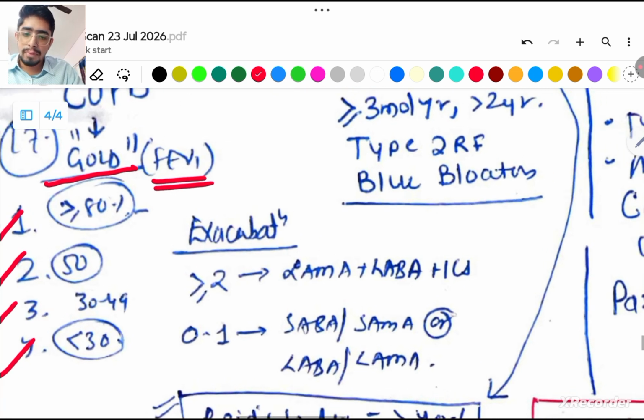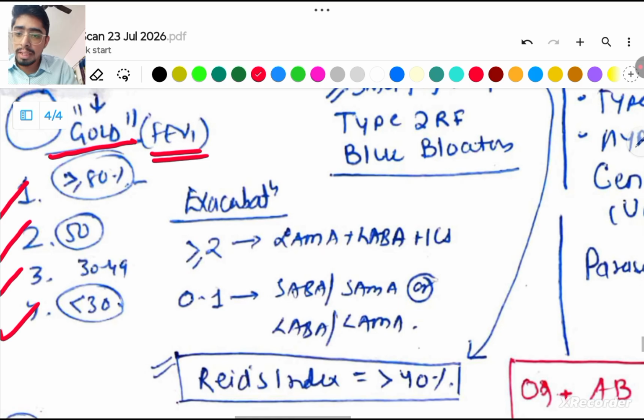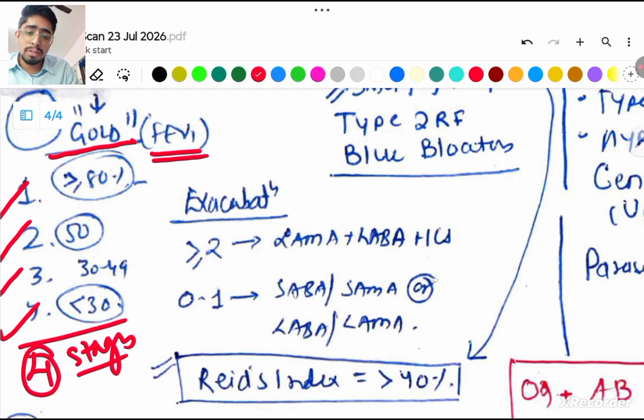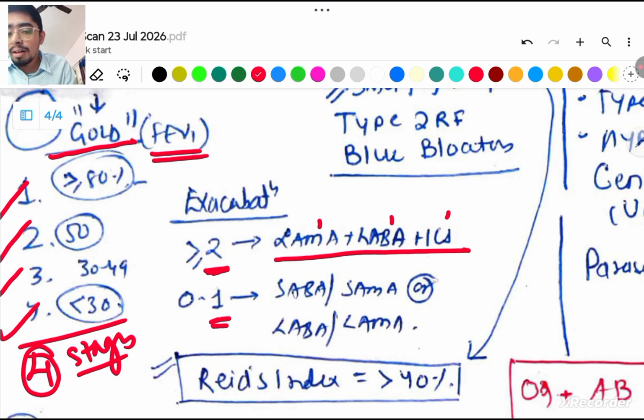30. Okay, let's talk about exacerbation. There are four stages that you see, four points on the GOLD criteria. In exacerbation, if there are more than two exacerbations, you go ahead with using LAMA or LABA or ICS. LAMA is basically long-acting muscarinic antagonist, LABA is long-acting beta agonist, and ICS is inhaled corticosteroids. If the exacerbations are 0 or 1, you go on with using SABA or SAMA or LABA or LAMA.